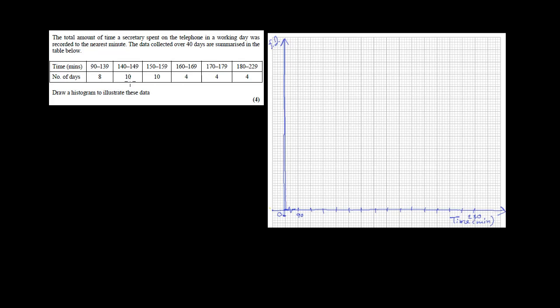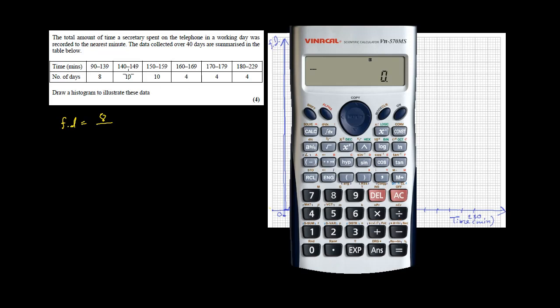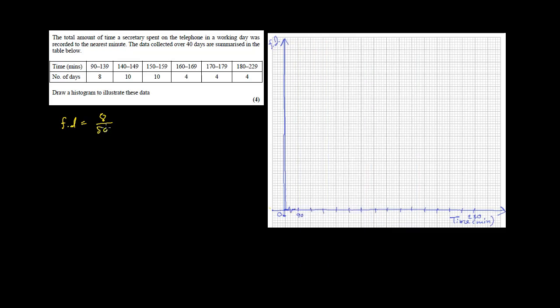So when we draw a histogram, the first thing that we need to know is the frequency density. Frequency density is frequency divided by class width. So since there is a gap in the data here again, it will be 139.5 minus 89.5. We can just subtract it: 139.5 minus 89.5, or we can just do 139 minus 90 plus 1, the shortcut method. So this is 50. So 8 divided by 50.